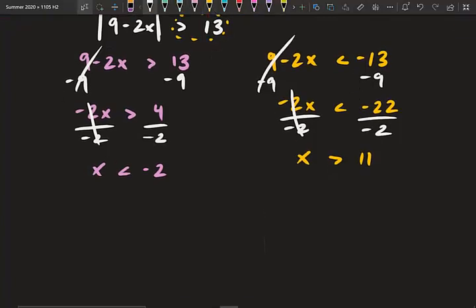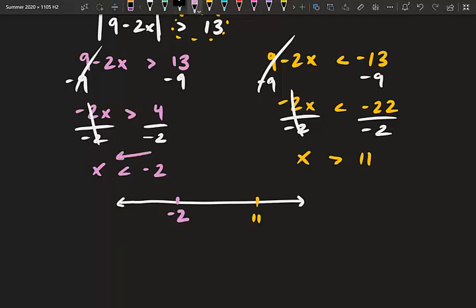Now, let's go ahead and plot this on our number line. So numerical order, so we have -2 and 11. So -2, the arrow is pointing to the left. So parenthesis, arrow pointing to the left. 11, the arrow is pointing to the right. So we're going to point the arrow to the right.